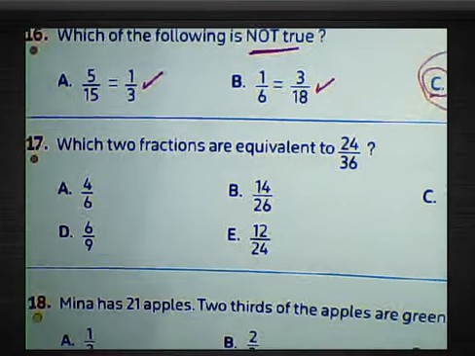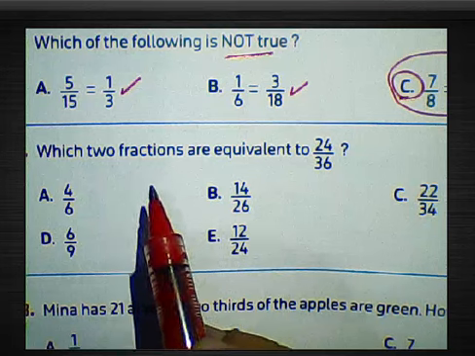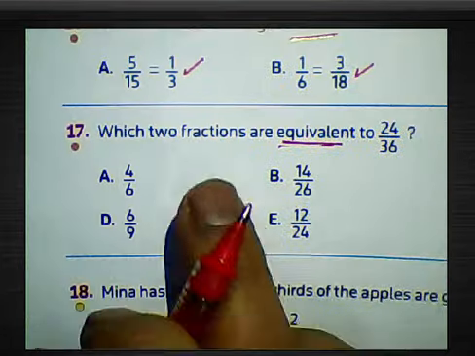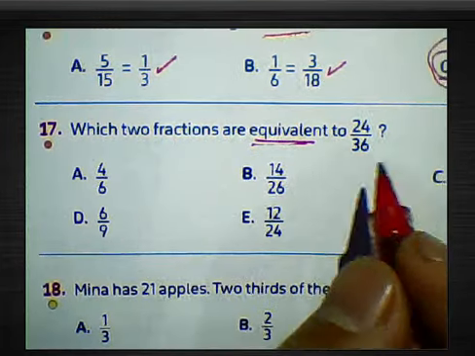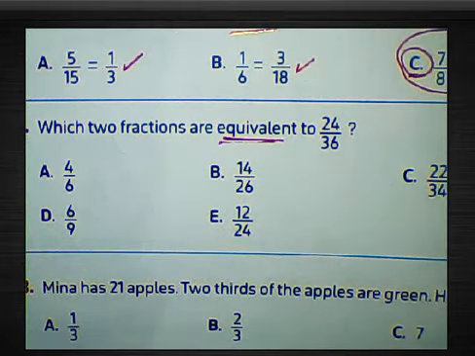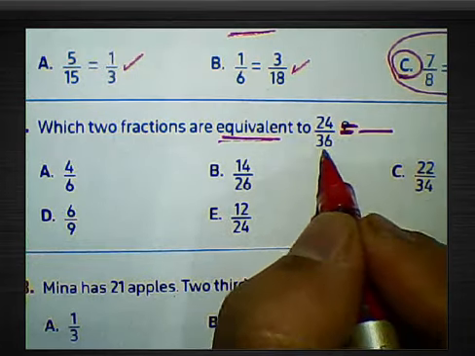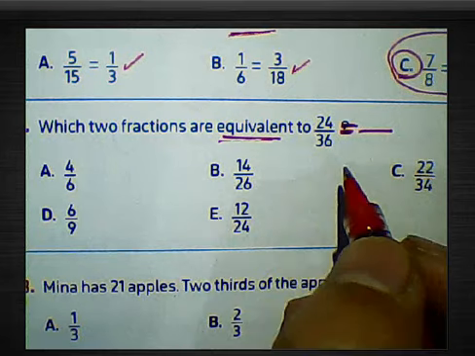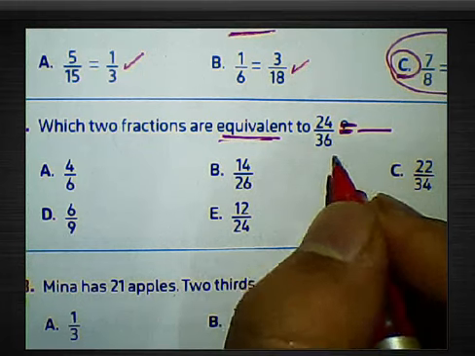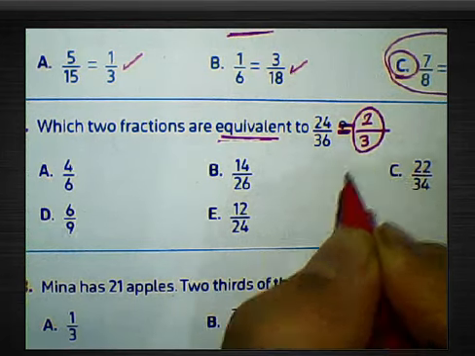Which two fractions are equivalent to 24 over 36? He asked about which two fractions are equivalent in this example. First, we can simplify 24 over 36 by dividing by what? Divided by 6, or you can divide it by 12, because 12 is the highest common factor between them. 24 divided by 12 equals 2, and 36 divided by 12 equals 3. The result will be 2 over 3.